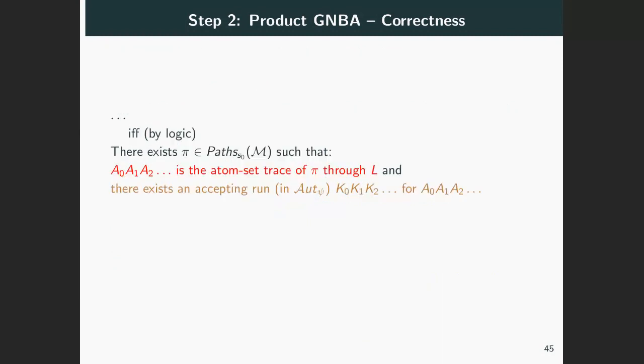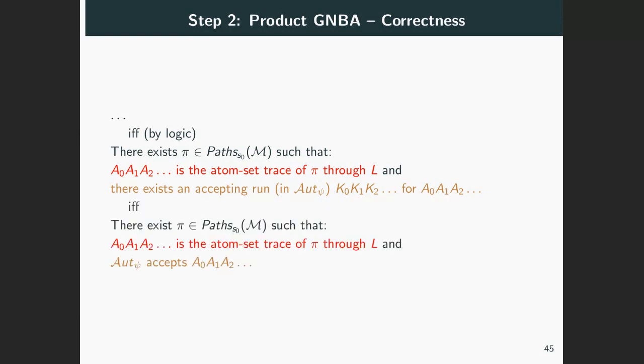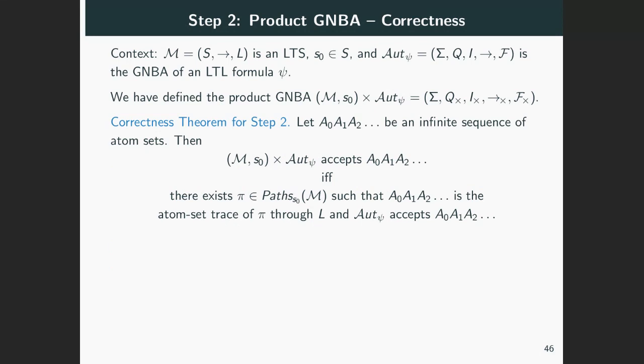And we further reformulate the last statement slightly, and then apply the definition of an accepted word to obtain equivalence with the desired statement, that there exists some path in M, starting in S0, whose atom set trace is our sequence, and aut psi accepts our sequence. And the proof is done. Okay, so we proved the correctness theorem for step 2.